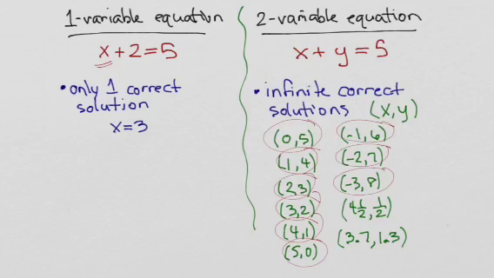Don't forget about the ugly fractions. 4½ plus ½, that makes 5. And trust me, there's lots more fractions where that came from. And then there's also decimals. 3.7 plus 1.3 makes 5. And again, there's lots more. There's this many more. Infinite, which means the answers never end.